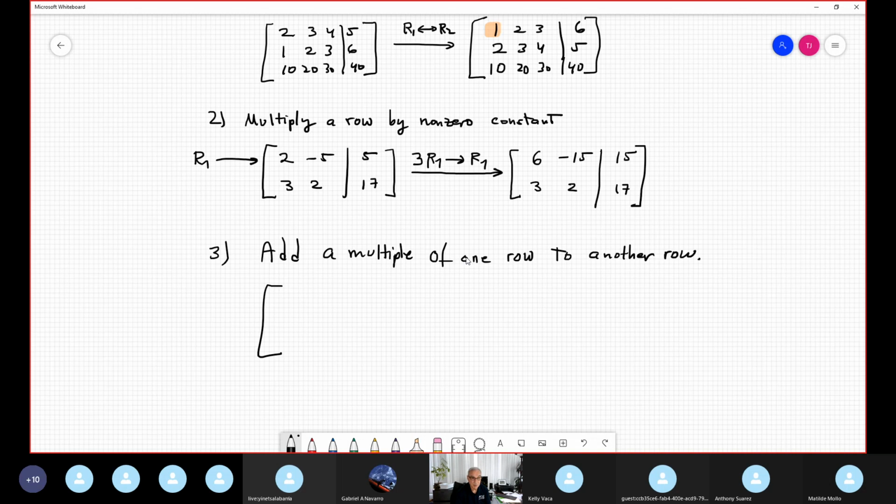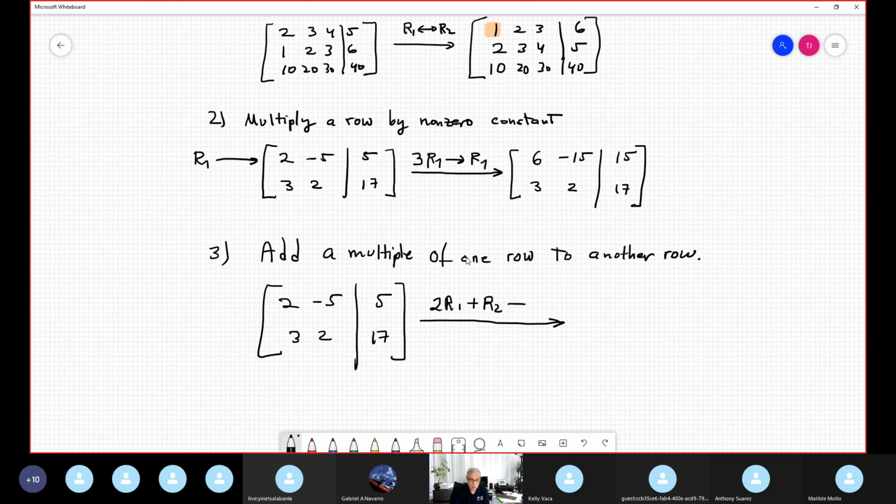And we come back again to the same example. 2, negative 5, 5, 3, 2, 17. So you say, well, professor, how do you know the operation that you should do? When I finish explaining the row operation definitions and the new example, you will see how you select the row operation to solve it. Suppose hypothetically I am doing this row operation: 2R1 plus R2, stored in R2.